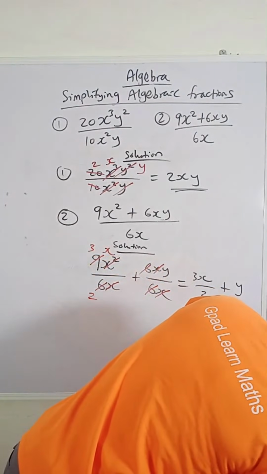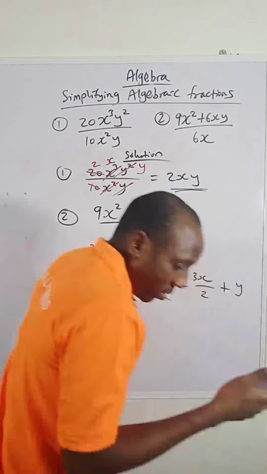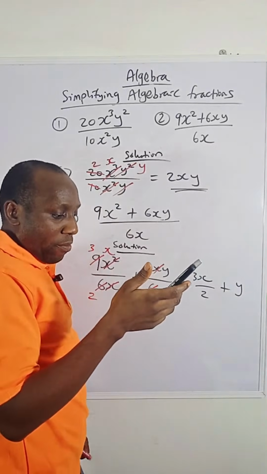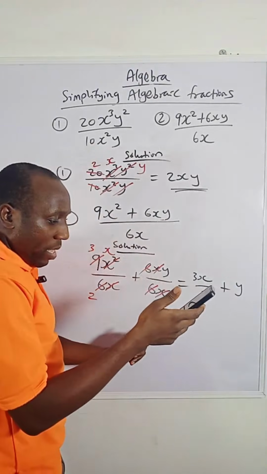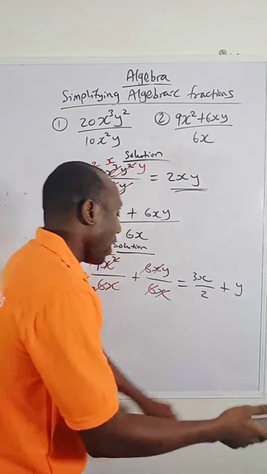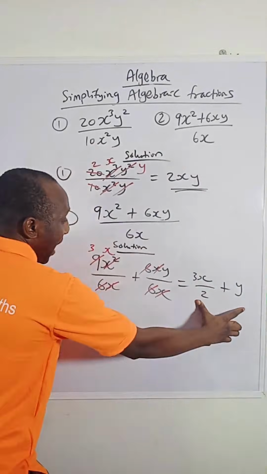Who else has gotten the answer? What do you have in the chat? Katagonipa, Peter Stepan said, okay, hi to you too, thank you. Yeah, 3x divided by 2 plus y. That's correct. So this is the answer.